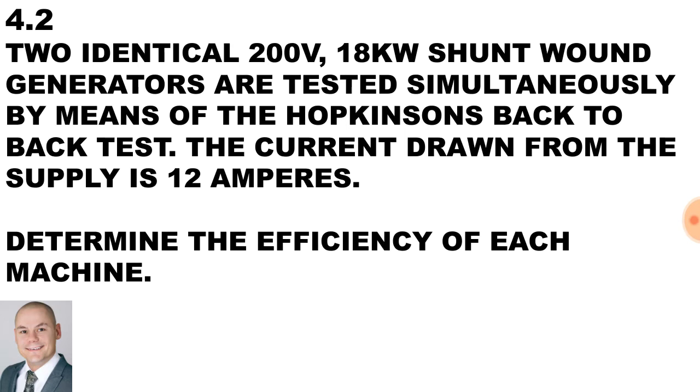Question 4.2, which is about efficiency of machines. Two identical 200 volt, 18 kilowatt shunt wound generators are tested simultaneously by means of the Hopkinson's back-to-back test. The current drawn from the supply is 12 amperes. Determine the efficiency of each machine.